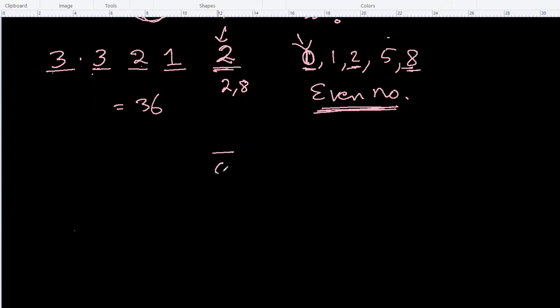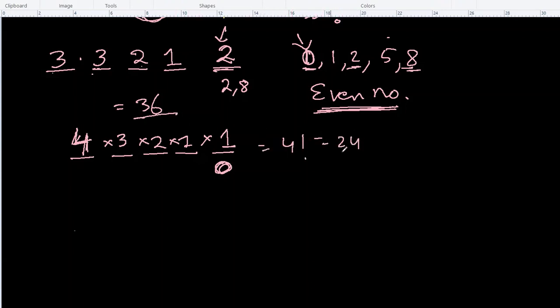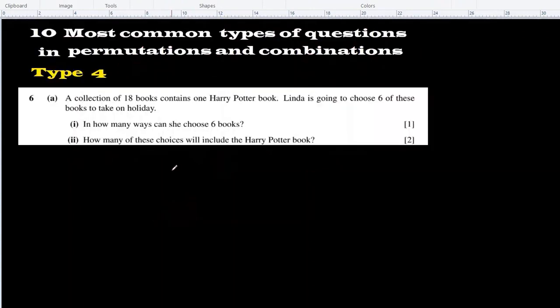Now we have to take the case where the unit digit has been taken up by 0. So there is only one option here. What about the rest 4? We have 4 options for this one, then 3, 2, 1. In this case, this will be 4 because 0 cannot be the first digit, but 0 has taken up this unit digit already, so it will not be repeated. So 4, 3, 2, 1, that makes it 4 factorial, which is 24. And now we can add 36 and 24. Total 60 options are there.